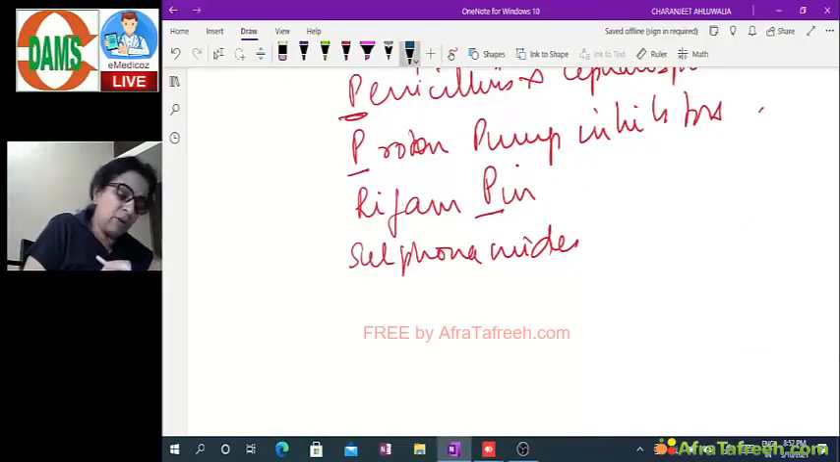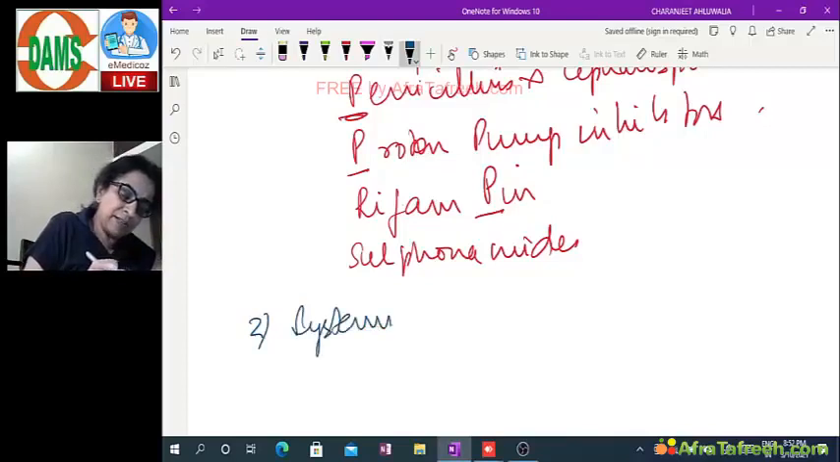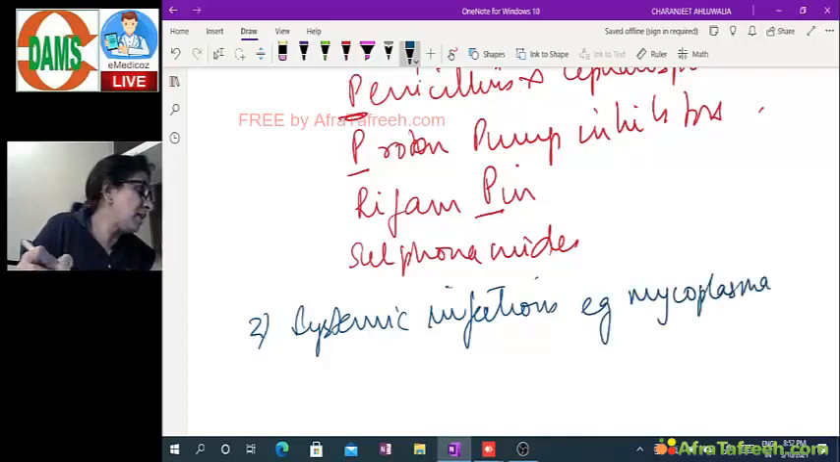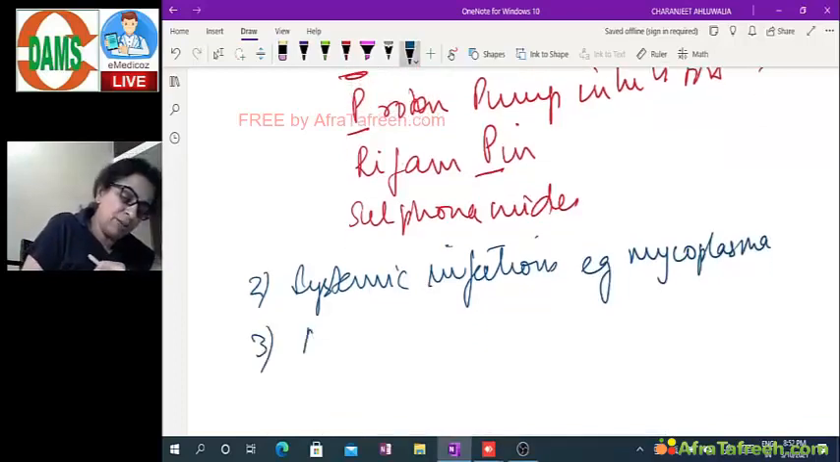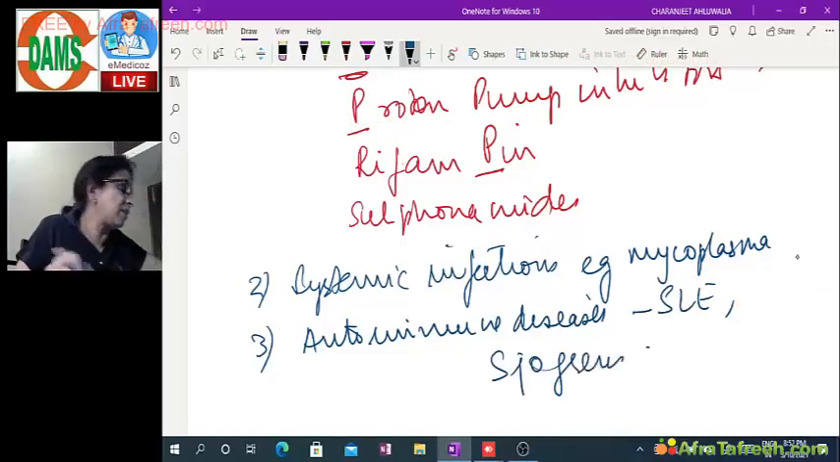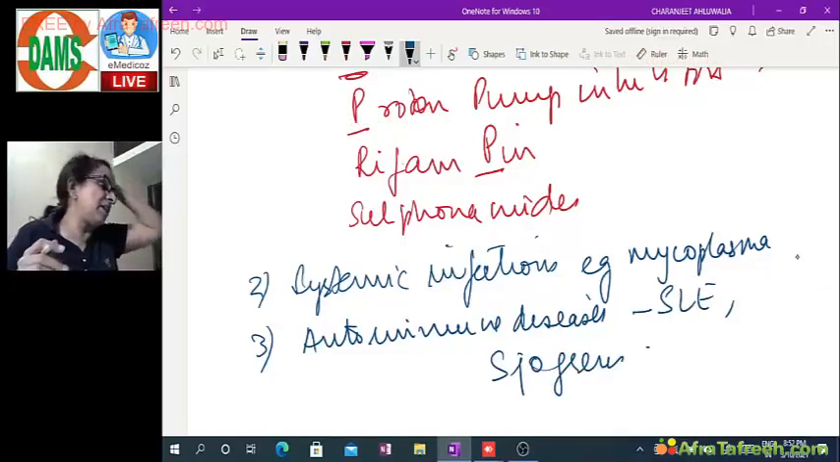Less commonly, there are other causes. It can be due to systemic infections. So systemic infections can also cause tubulointerstitial nephritis, for example, mycoplasma infection. Third, it can be due to autoimmune diseases like SLE, Sjogren syndrome, etc.